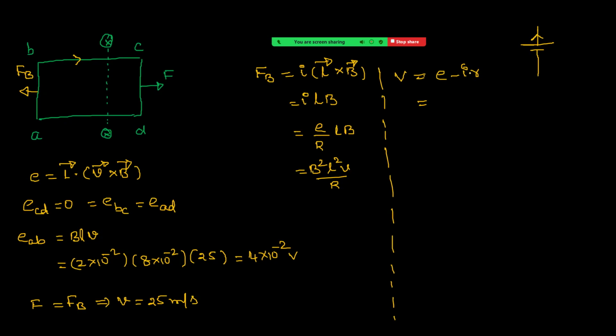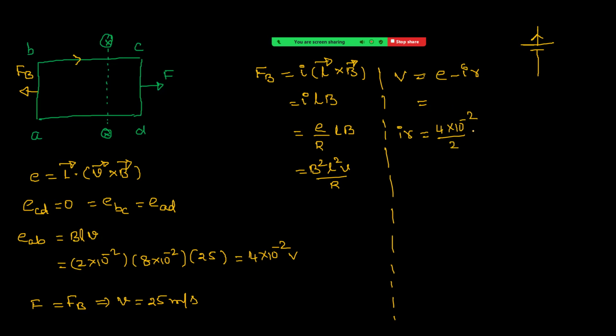Now focus on the calculation part. The potential difference equals EMF. How much EMF did we get? It is 4 × 10⁻², right? So first calculate what I into R is. I is equal to the EMF, which we got as 4 × 10⁻², upon the resistance. How much is the resistance? 2 for the complete loop.